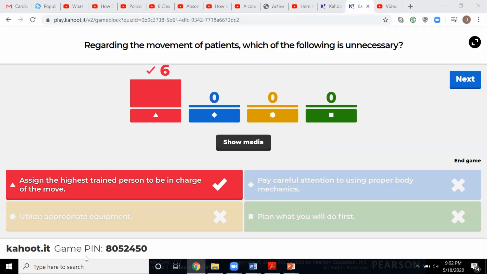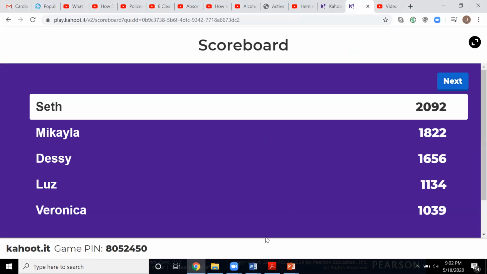Awesome. Let me see what the other answers were. The other answers that you guys didn't choose were pay careful attention to using proper body mechanics, plan what you will do first, and utilize appropriate equipment. The best answer out of all of these is assign the highest trained person to be in charge of the move. Awesome. All right, cool.